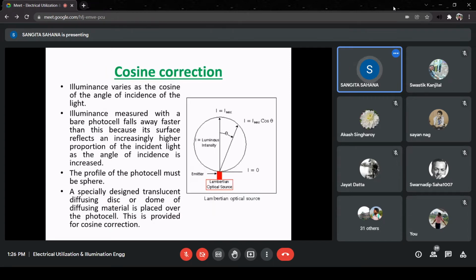Then the cosine correction. The illuminance varies as the cosine of the angle of incidence of the light. So if you remember Lambert's cosine law, I theta is I max cos theta. Illuminance at any angle will be I max cos theta. So illuminance measured with a bare photocell falls away faster than this because its surface reflects an increasingly higher proportion of the incident light as the angle of incidence increases. The profile of the photocell must be spherical. A specially designed translucent diffusing disc or dome of diffusing material is placed over the photocell. This is provided for cosine correction.